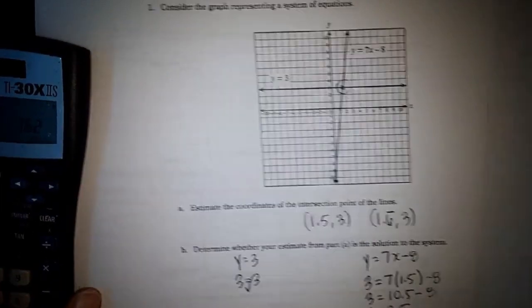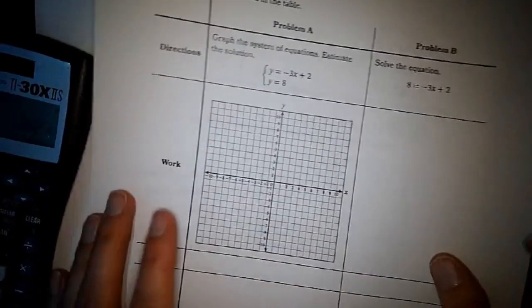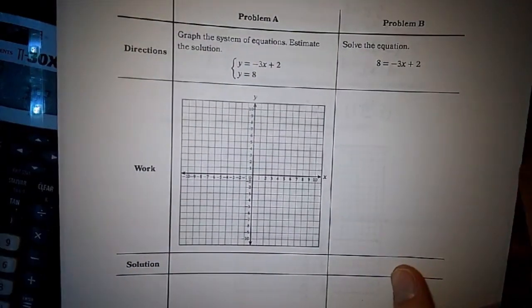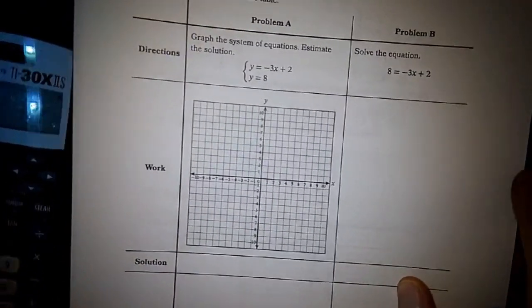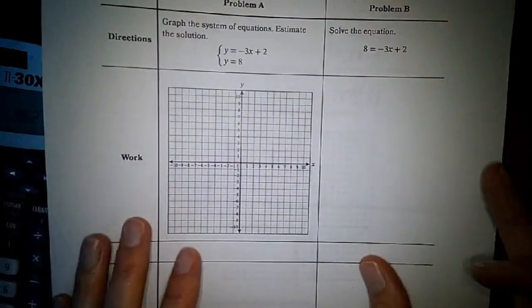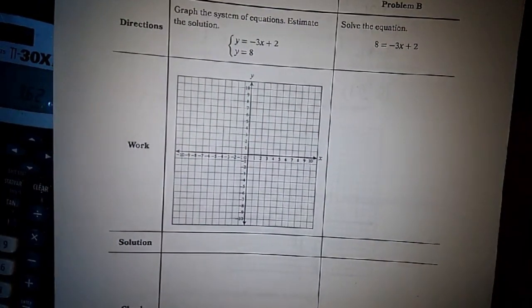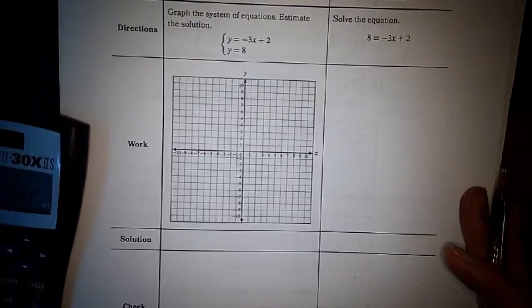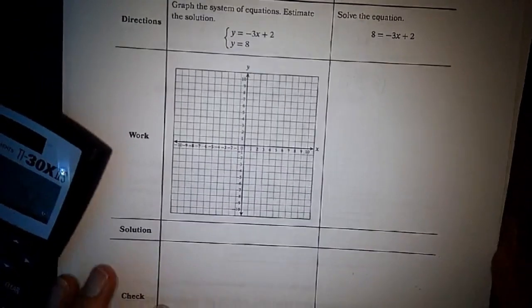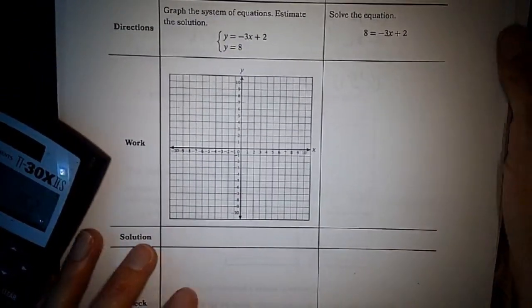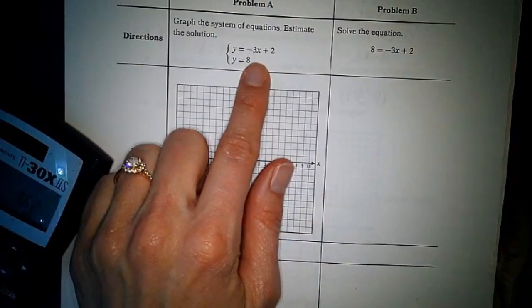But let's go ahead and turn to the next page. We're going to complete the 2 problems in the chart, and they want us to graph the systems of equations and estimate the solution. Okay, so let's go ahead and start graphing. How do I start graphing this, Amelie? What should I do first for the first problem?